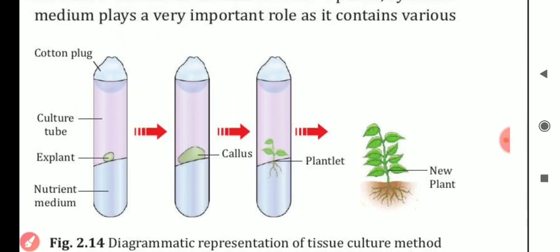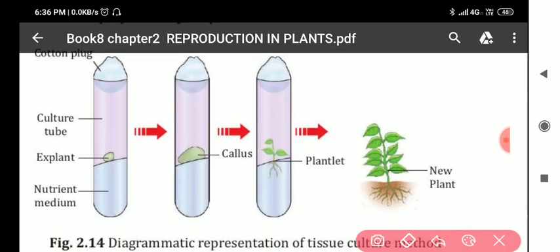Look here. All of you look at the diagram. First we will select one part of the tissue. We will take a test tube. This is the culture test tube, you can see. In this test tube, we will add nutrient medium, all the nutrients which are required for cell division. Then we will place in it one part of the tissue. The part of the tissue which is used in tissue culture is known as explant.